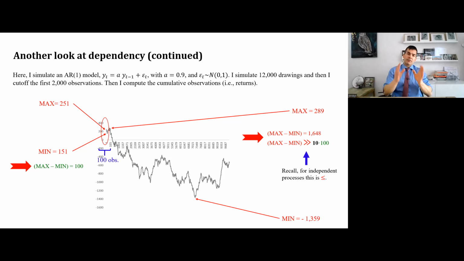Recall now that for independent processes, this range should be smaller or equal to 10 times 100, or 10 times the range of maximum minus minimum for the first subsample. So that's the difference between processes that have a high level of dependency and processes that are memoryless, respectively independent.